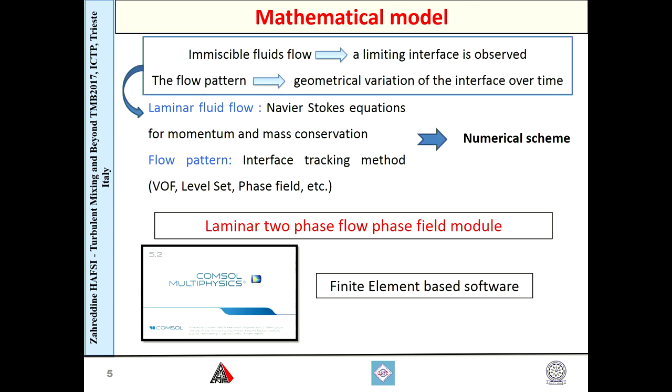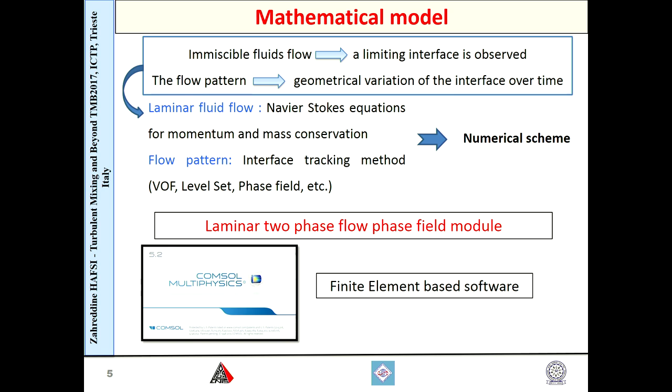For the mathematical model, we will talk about immiscible fluid flow. What does it mean, immiscible fluid flow? It means that we can see a limiting interface between the fluids. It will be observed along the simulations. And to follow the flow pattern, we have to focus on the geometrical variation of this interface. It will give us an idea about the flow pattern that happens.